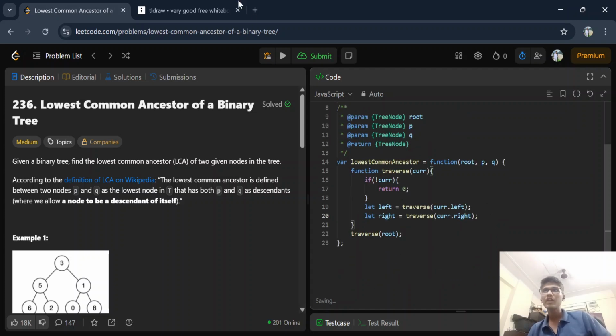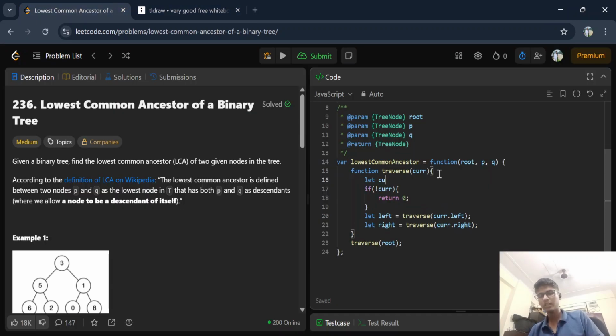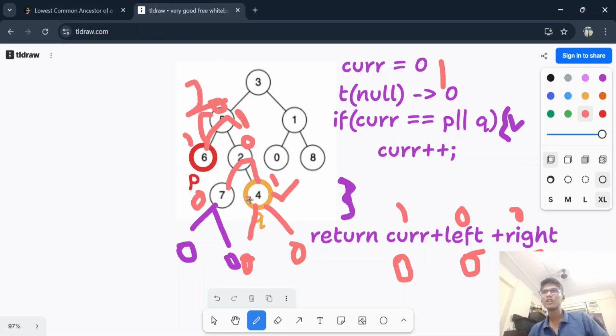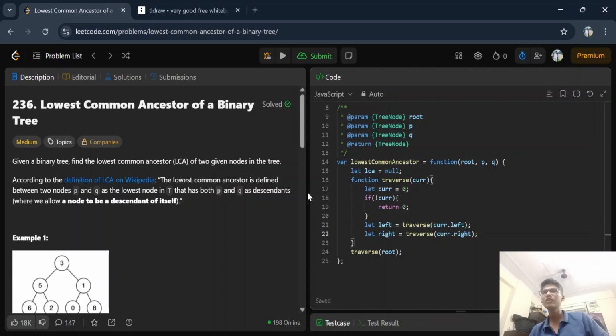Okay, so now we have done our task. We are calling it like this, and we need to make sure of one thing. I was making a current variable which will be 0 for the first time. And let LCA be the lowest common ancestor, nothing else. So LCA is null. For the first time, if I am at this fourth node, what will happen? Suppose I am at this node, left will give me 0, right will give me 0, and current will become 1.